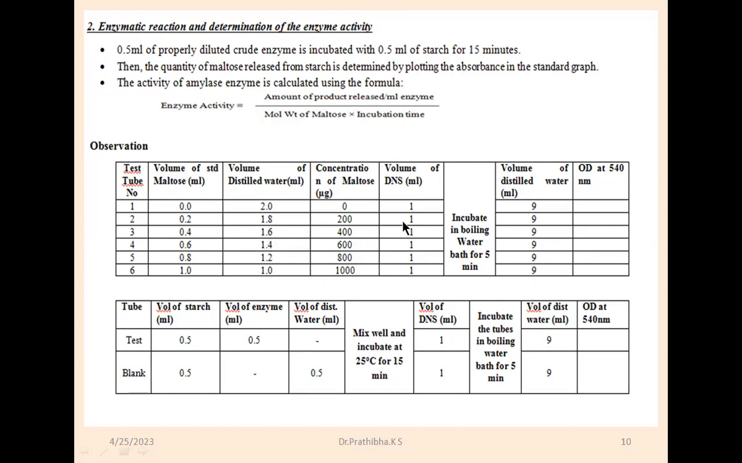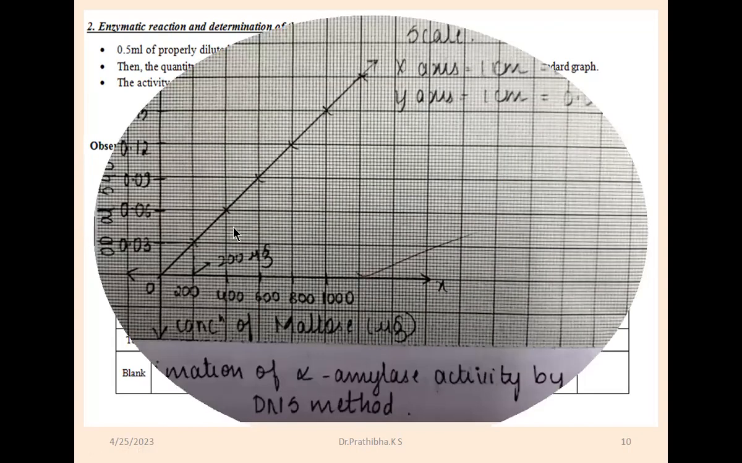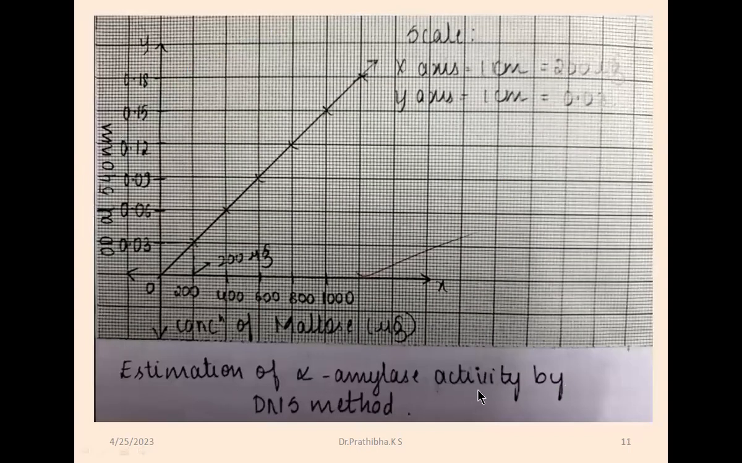This tabular column you need to write, and the enzyme activity tabular column also you need to write. Here sometimes the OD will be given. This OD you can keep in your mind, and to perform this test, the blank one you need to perform. Okay, then you can plot the graph. Estimation of alpha amylase activity by the DNS method.